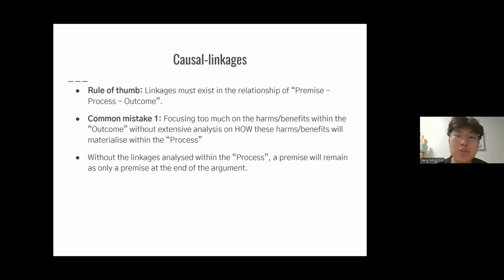The first is focusing too much on the harms and benefits within the outcome without extensive analysis on how these harms and benefits will materialize within the process.